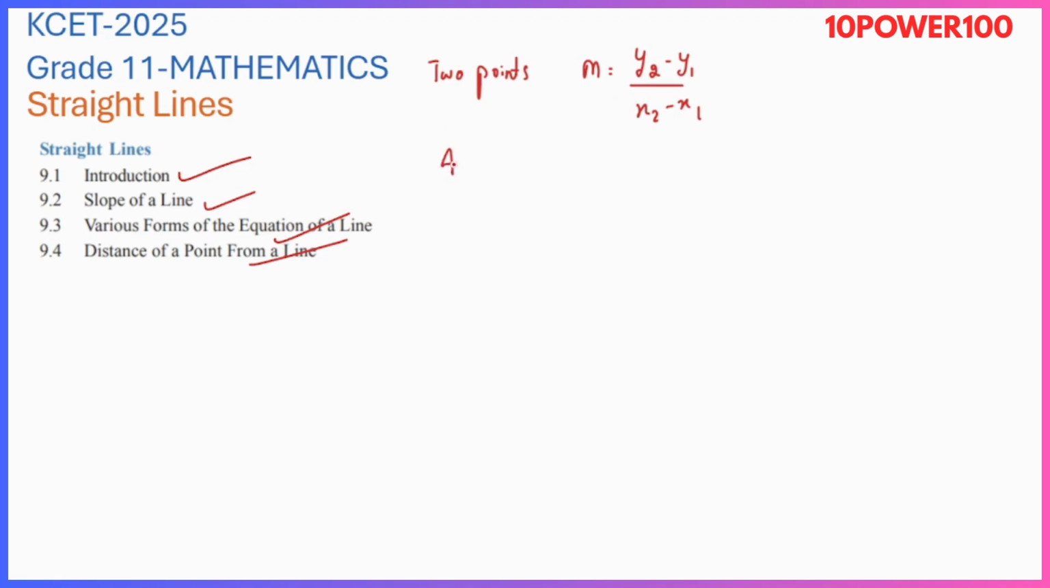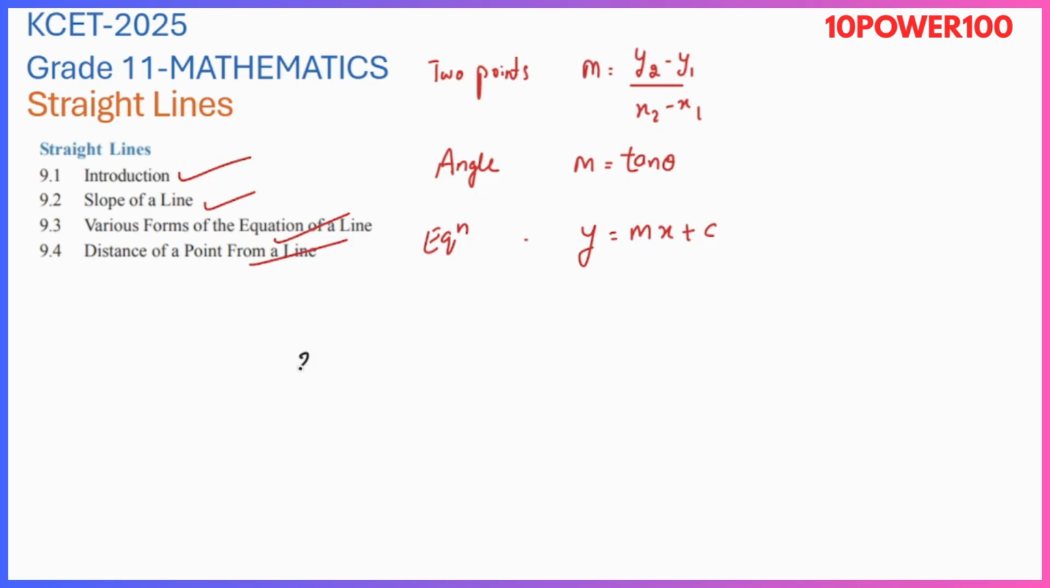Next one, when angle is given, we use m is equal to tan theta formula. Okay, next, when equation of a line is given, we use y is equal to mx plus c form. Whatever the equation, we solve in the form of y is equal to something, and after that the coefficient next to x will be the slope of a line.